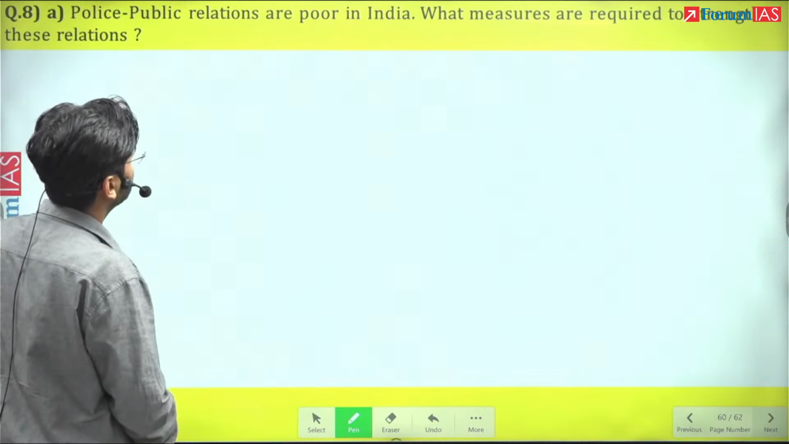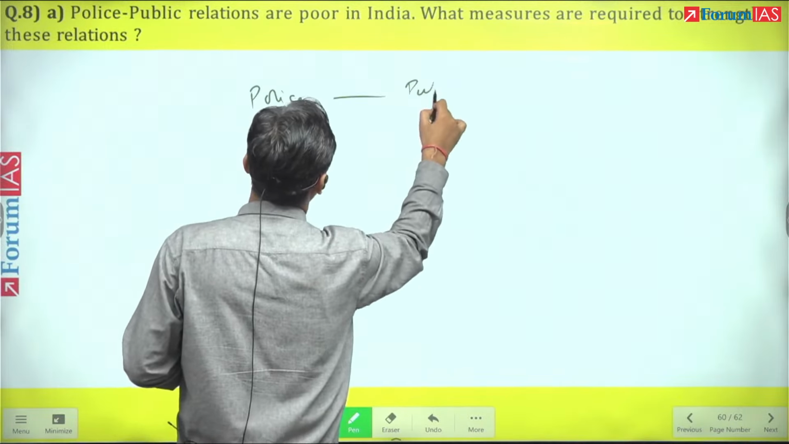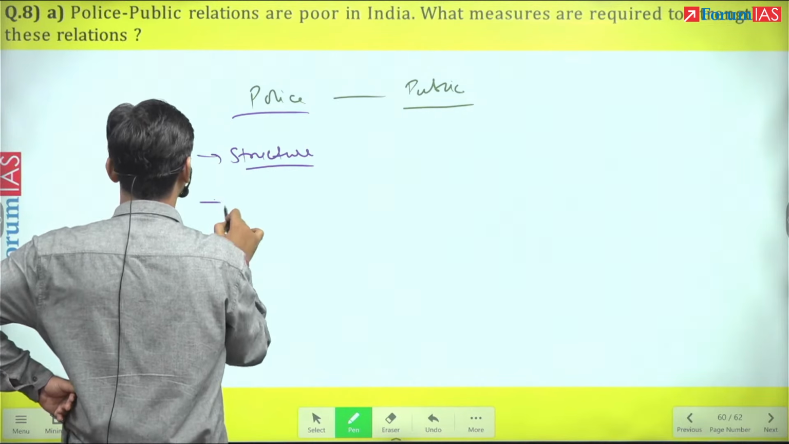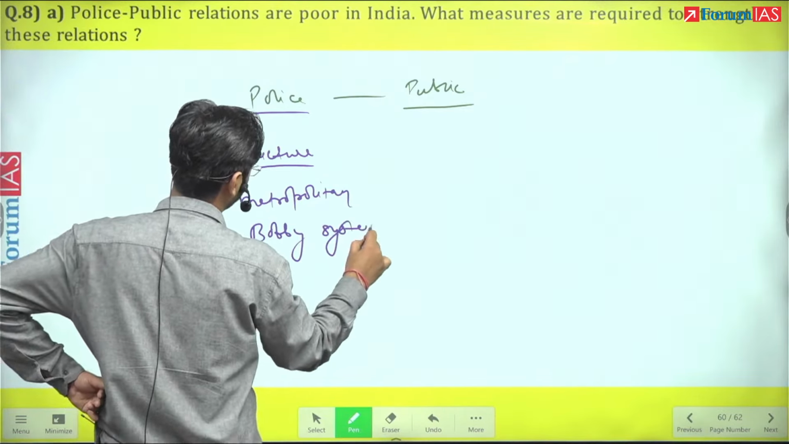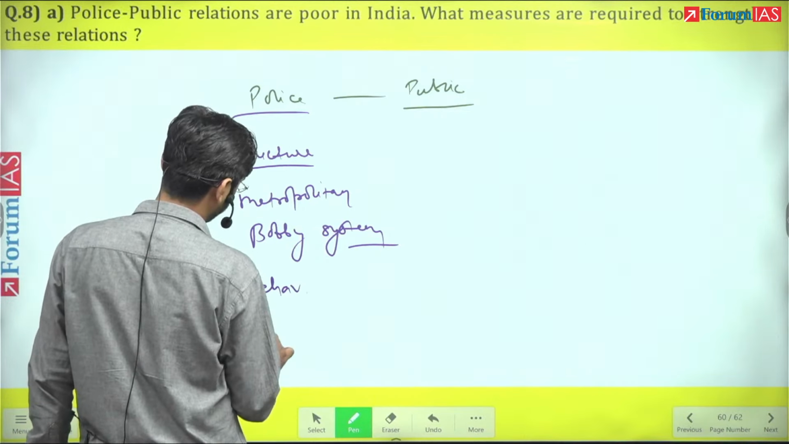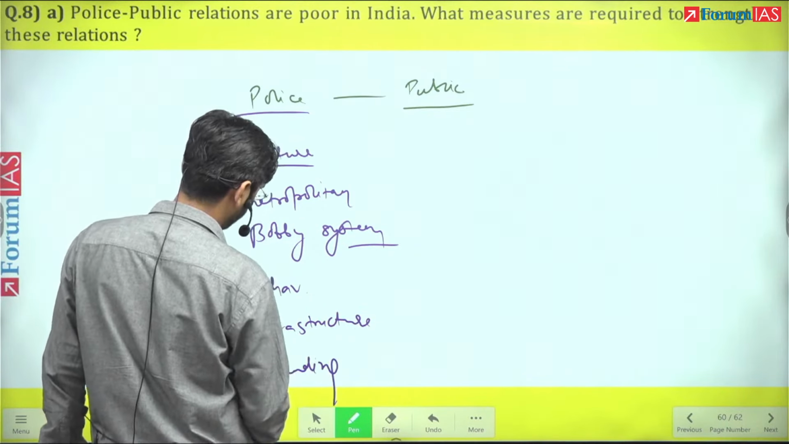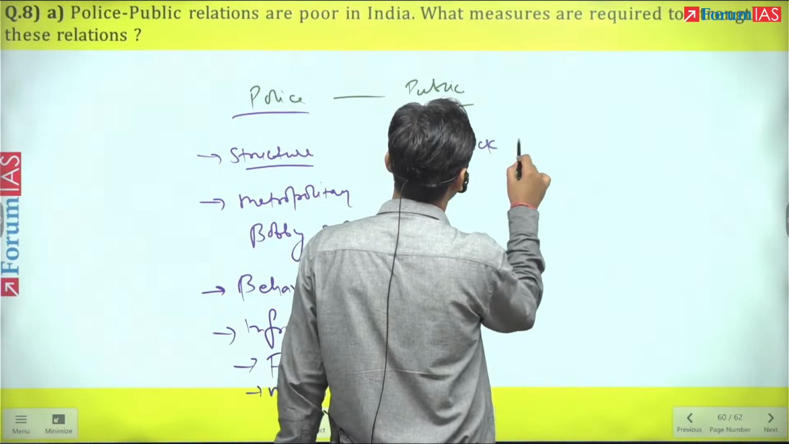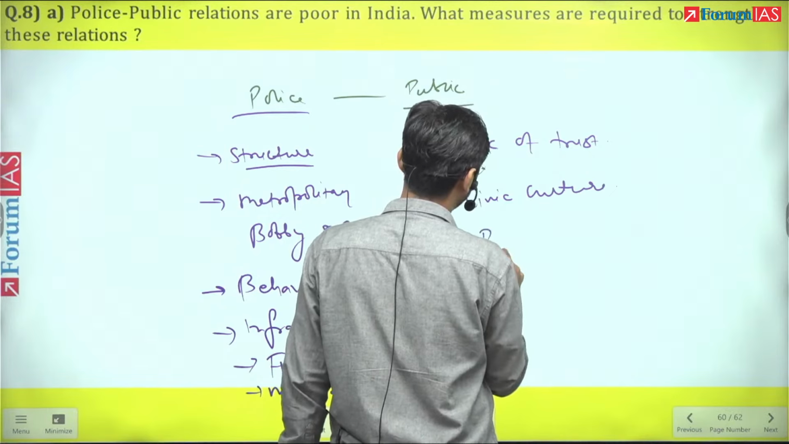Police-public relations are poor in India. What measures are required to improve police-public relations? The biggest problem in India is the structure of police. Rather than following the metropolitan Bobby system, we are following a military system of policing. Then there is the issue of behavior, infrastructure, funding, and motivation. From the public side, there is lack of trust, poor civic culture, and lack of participation.